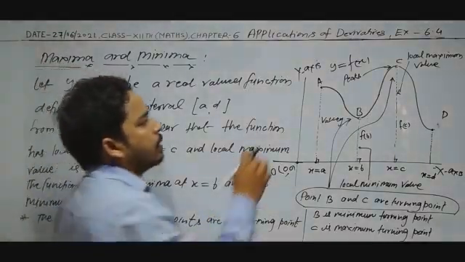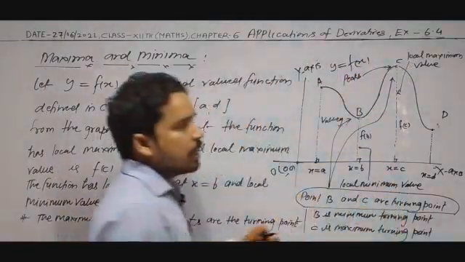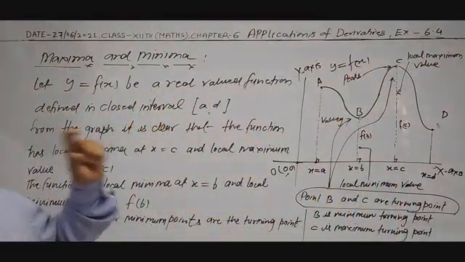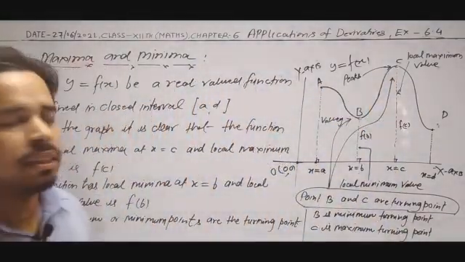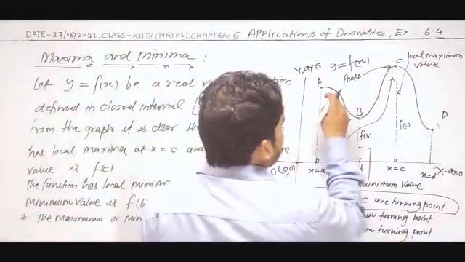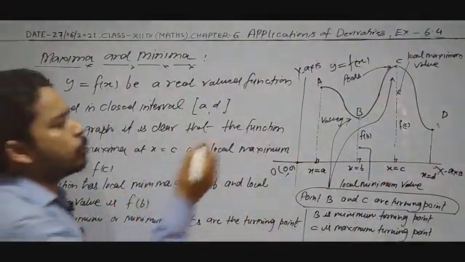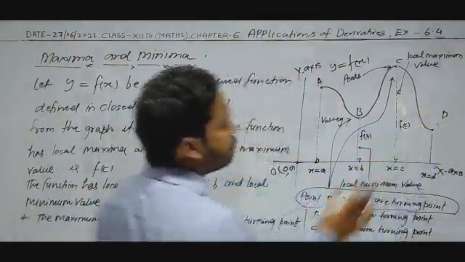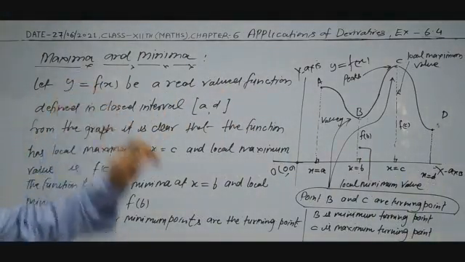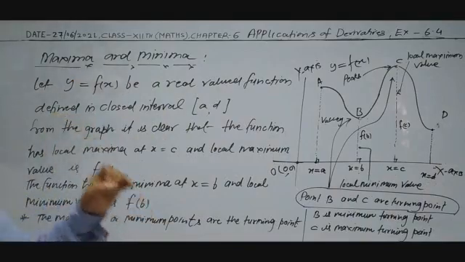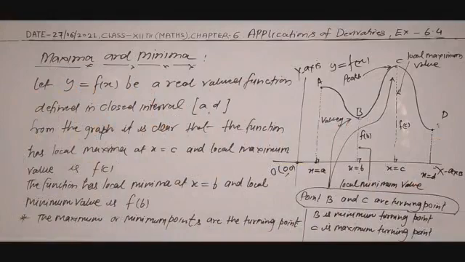And among many peaks, the supremum value in the peaks will be the absolute maxima. And there will be many valleys, suppose B, C, D, E, F, G, H. Among many valleys, the lowest infimum value in the valleys will be known as the absolute minimum.